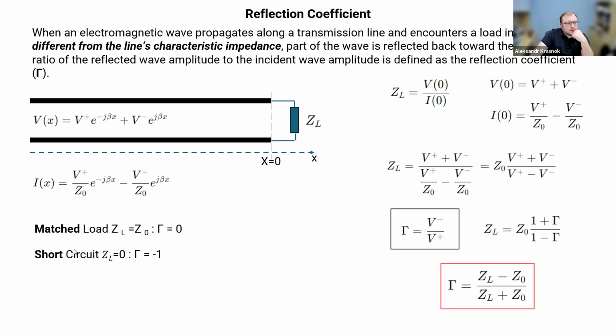Similarly, for the short circuit, we just connect these two wires through, for example, a piece of wire, something that has a negligibly small impedance. In this case, the reflection coefficient is equal to -1, and this is the case of reflection of a wave like from metal, like from a mirror.